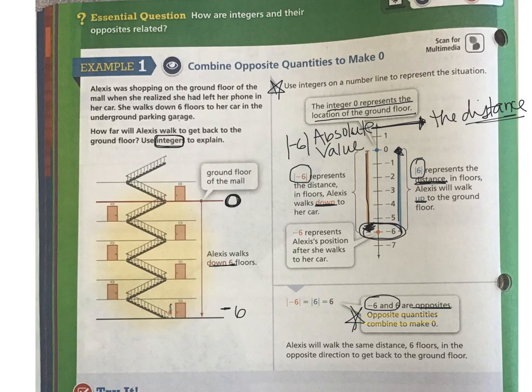And what we need to take away from this lesson as well is the idea of absolute value. So these two absolute values both equal 6. One of them is traveling down 6 floors, and the other one is traveling up 6 floors. But 6 is the distance.